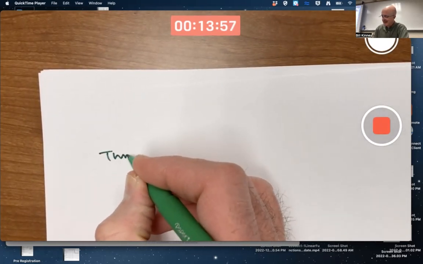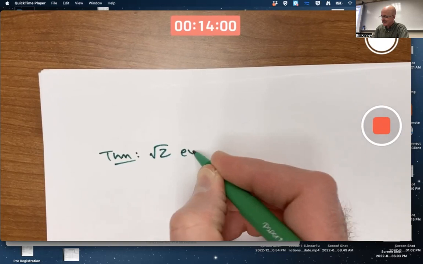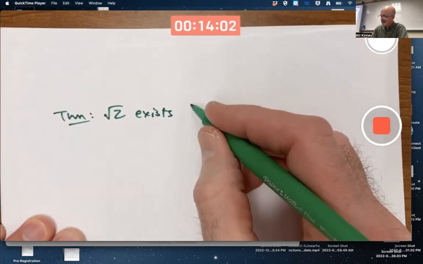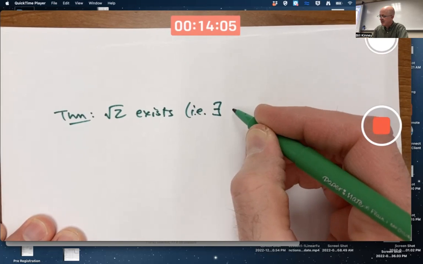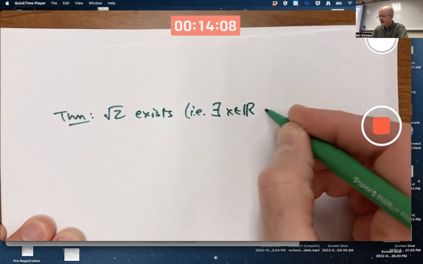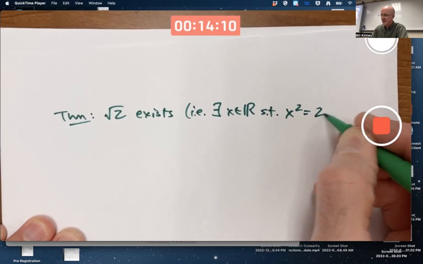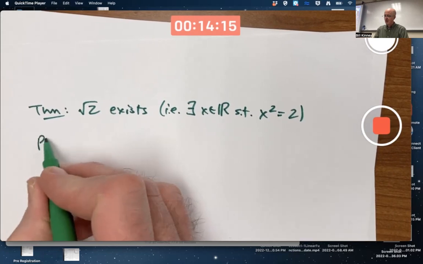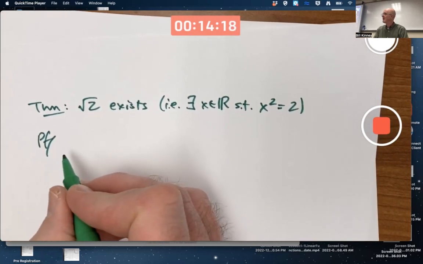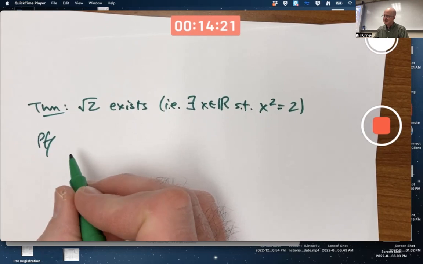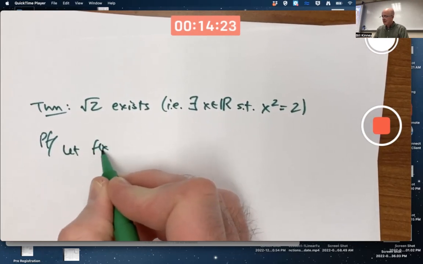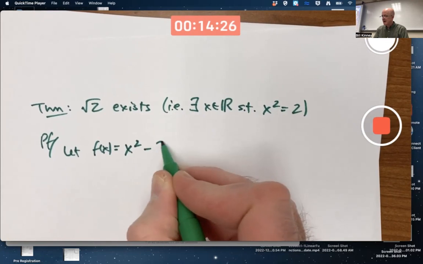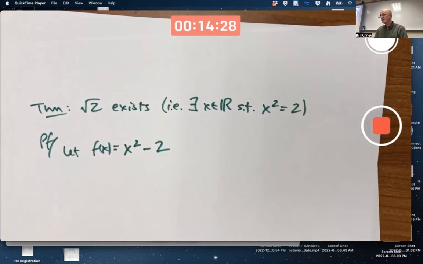Theorem: the square root of 2 exists. In other words, i.e., there exists a real number x such that x squared equals 2. The proof does use the intermediate value theorem, like we talked about last week. Let f of x equal x squared minus 2. That's a simple polynomial whose roots we know are plus or minus the square root of 2, by definition, effectively.